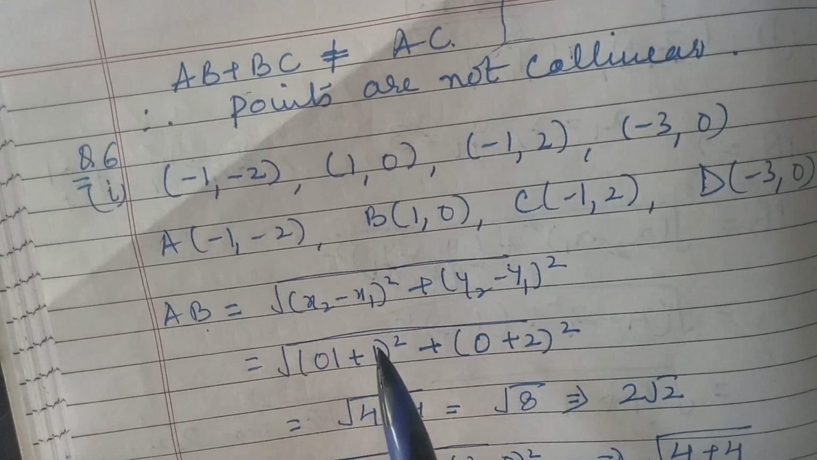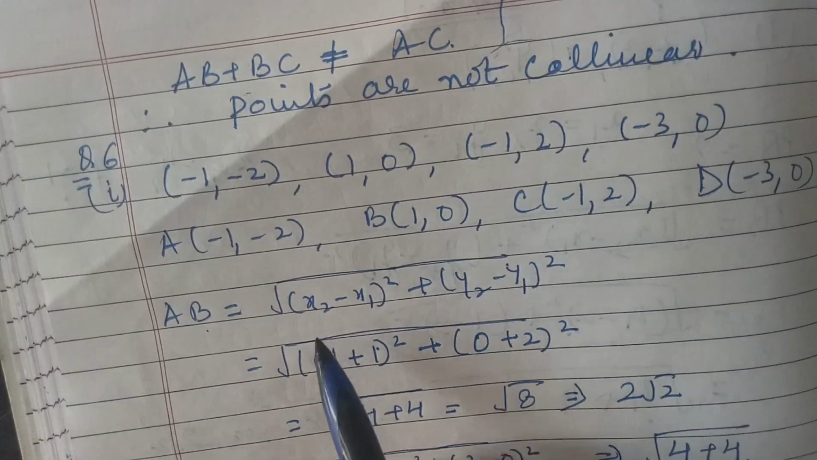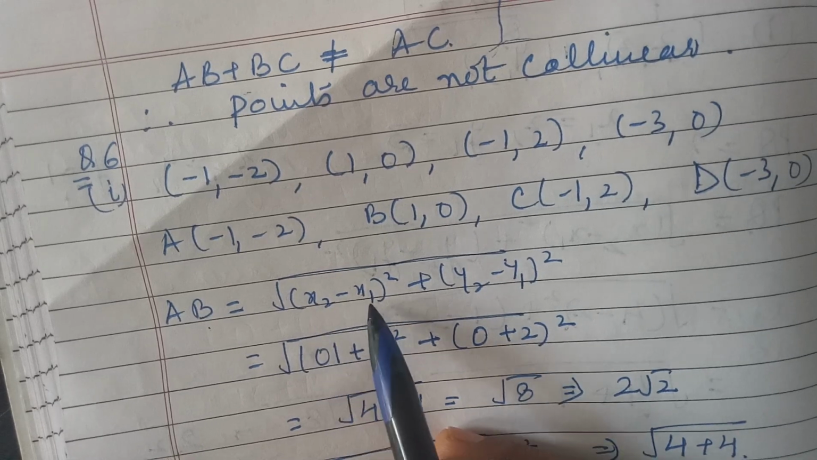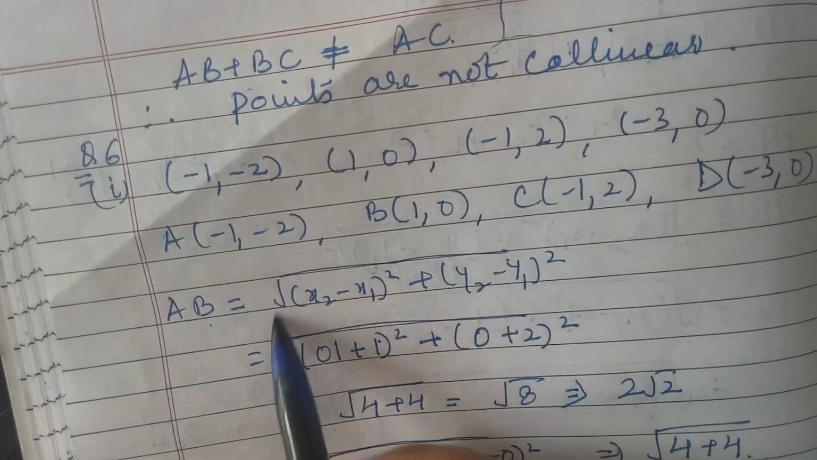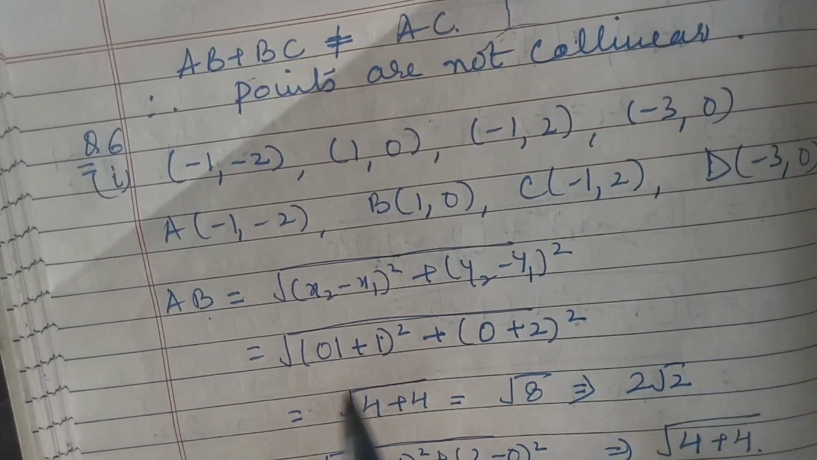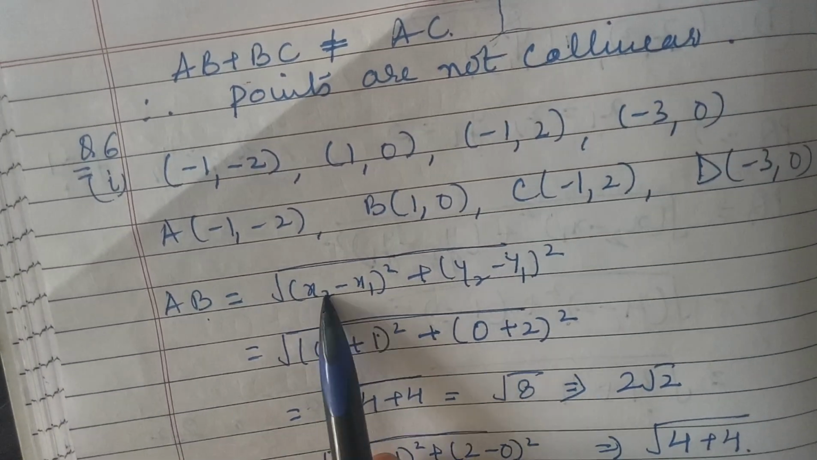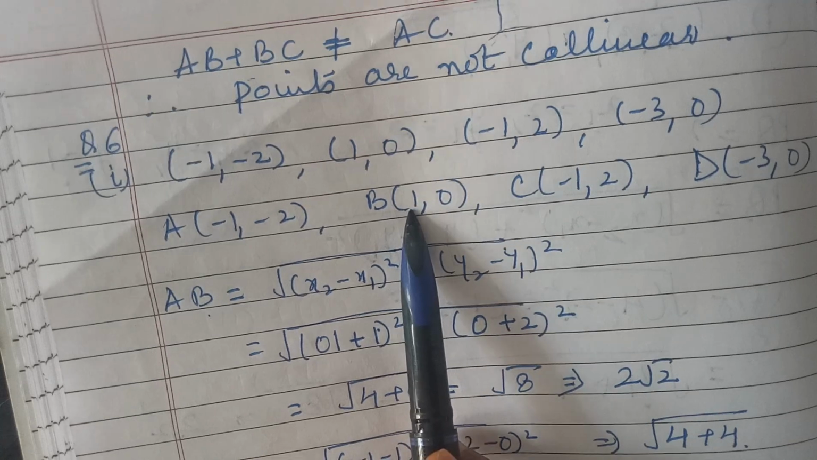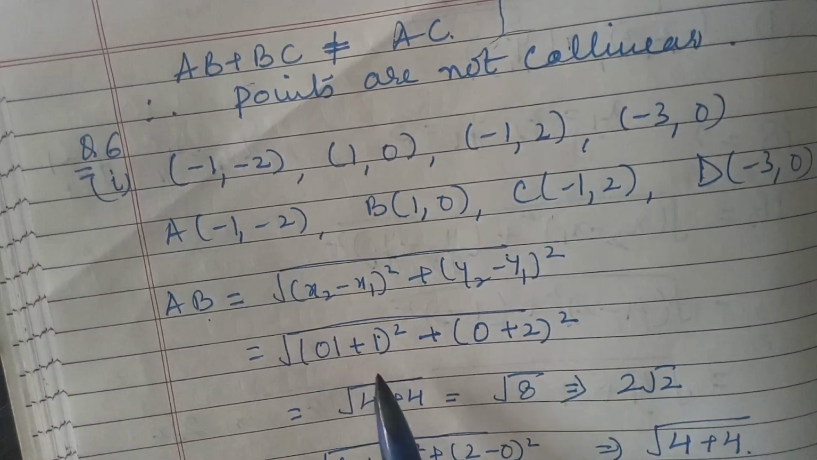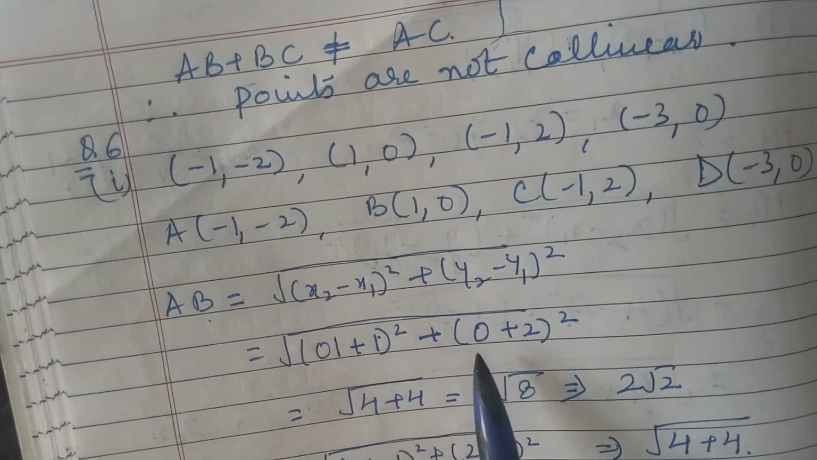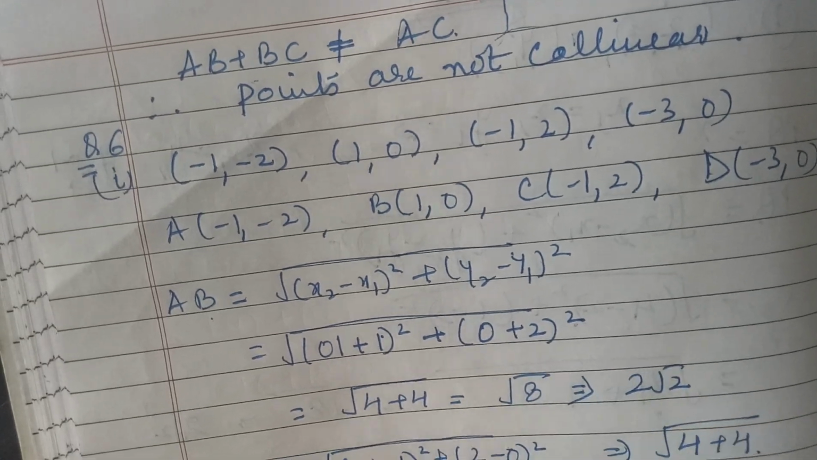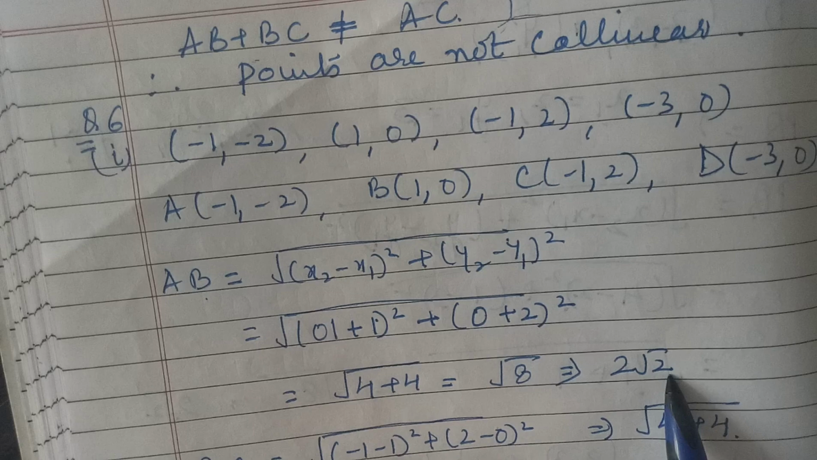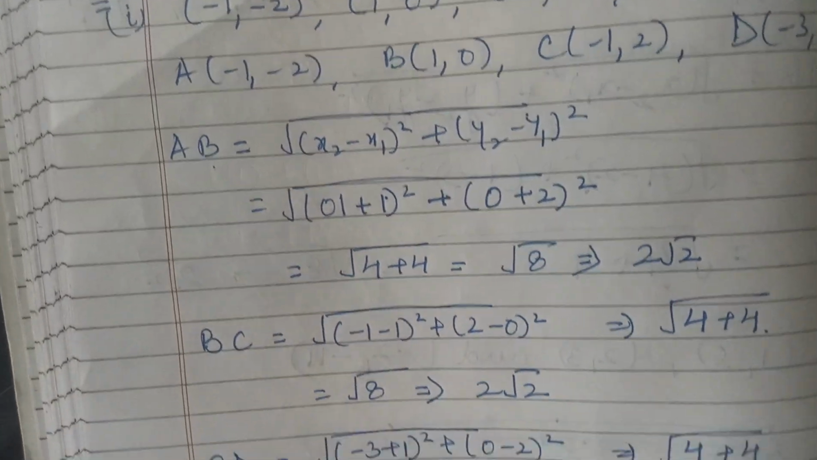Again what we have to do, we have to apply the formula. The formula is x2 minus x1 whole square plus y2 minus y1 whole square, and all in under root. So let me put down the values. x2 is here 1 and the x1 is here minus 1. So 1 plus 1 square plus 0 plus 2 whole square. After solving all this we get 2 root 2. This is the value of AB.